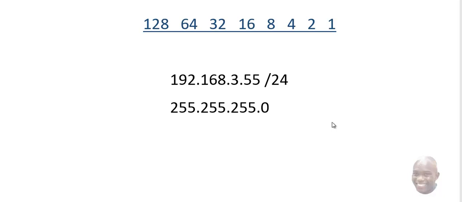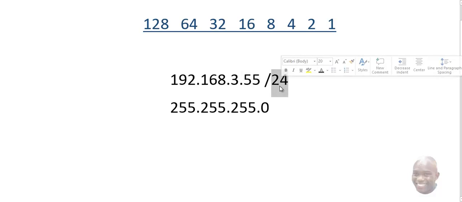Hi class. Today we're going to continue with the idea of subnetting, and it is very important for you to understand binary. Here we have an IP address, 192.168.3.55, and we have the prefix /24. So what do we mean by /24?